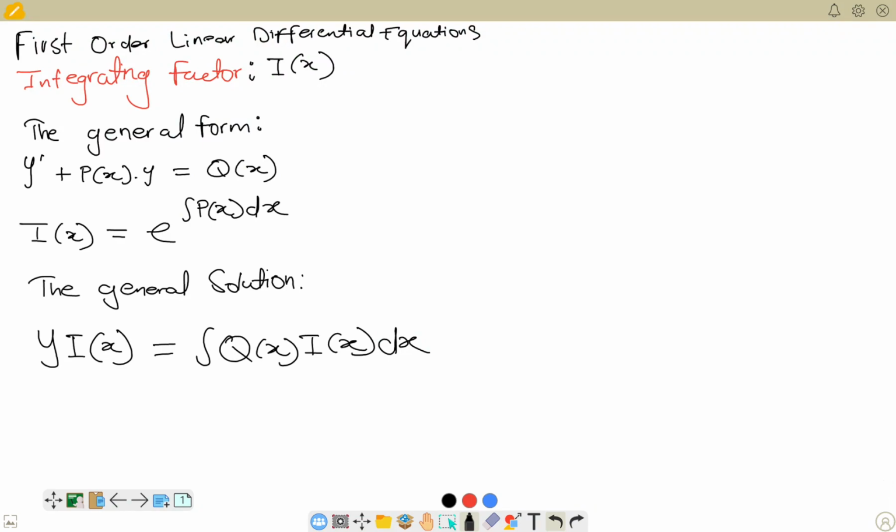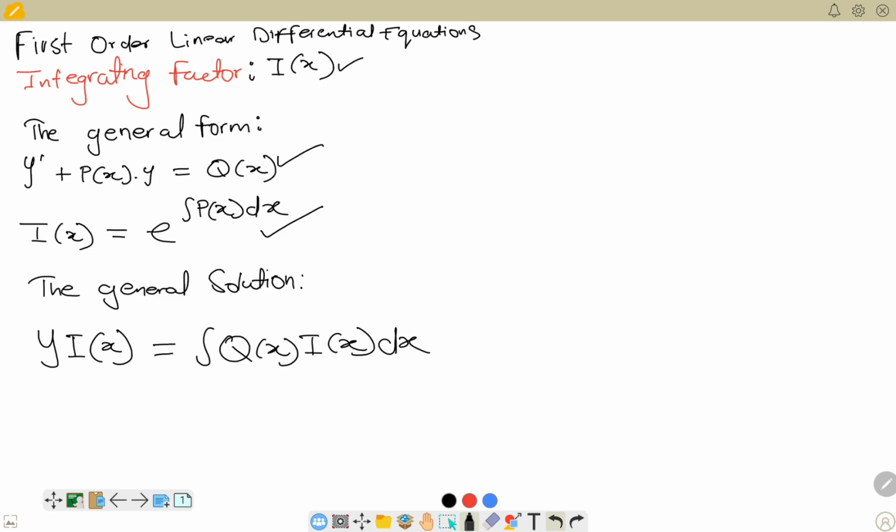In this lesson, we are going to look at the integrating factor method for first order linear differential equations. We will call the integrating factor I of x. The first order linear differential equation is in this form. When we find the integrating factor, we find it by this formula.